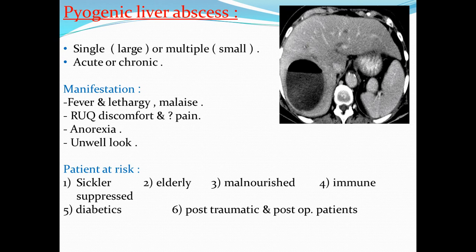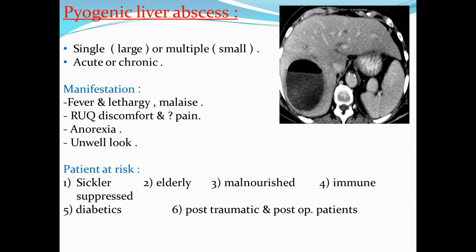Let us speak first about pyogenic liver abscess. As you could see its picture in this slide, this is CT scan showing pyogenic liver abscess of the liver. It is either single, which is large, or multiple and small. It's either acute or chronic. Manifestations of pyogenic liver abscess include fever, lethargy, and malaise, sometimes associated with right upper quadrant of abdomen discomfort rather than pain, and includes anorexia and unwell looking.